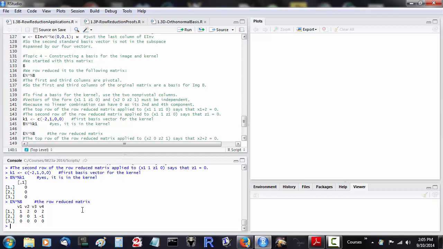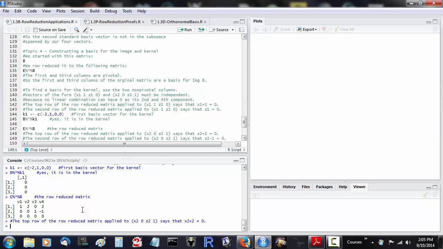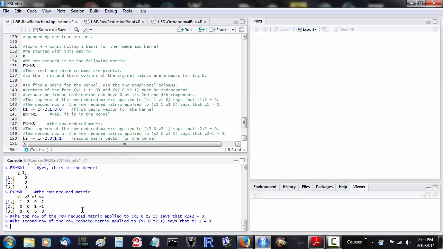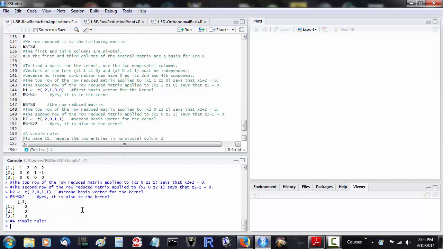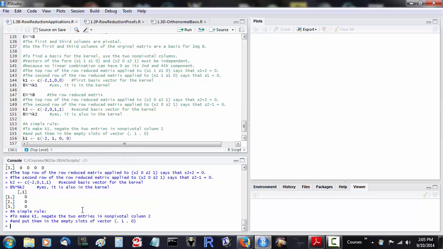There's the row-reduced matrix again. We need to look at it to go after the second one. This second basis vector for the kernel has a 0 in the position of the first of the non-pivotal columns, a 1 in the other position, and reading off what the two rows have to say about this immediately tells us the values of x2 and z2 and gives us our second basis vector for the kernel. There is a simple rule for doing this, but I don't use it because I can never remember whether it has a minus sign on it or not.